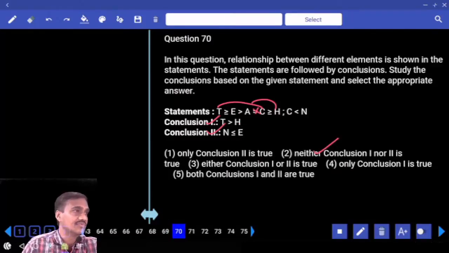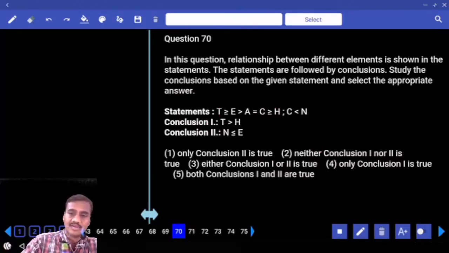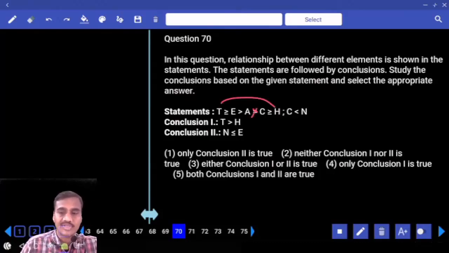Then coming to 70. In this 70, the relation between T and H. T is here and H is here. Forget about the symbol equals to. Then tell me which symbol is common? Greater. And T greater than H, definitely true.